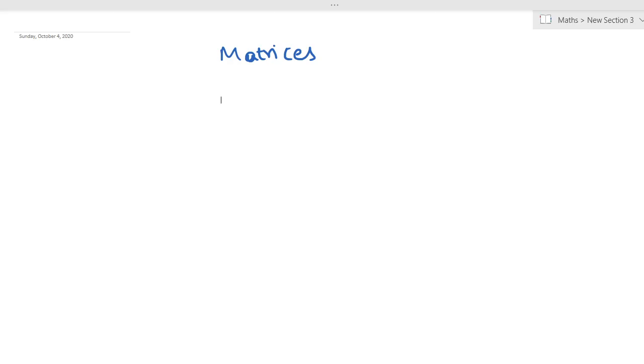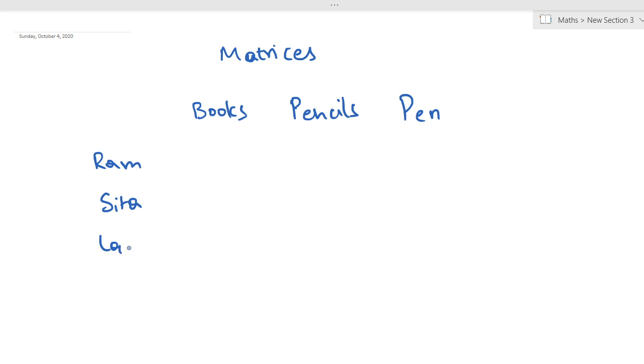Today we'll discuss matrices. I am going to start with the example given in your textbook. Let me draw this table: books, pencils and pens, and Ram, Sita, Lakshman.